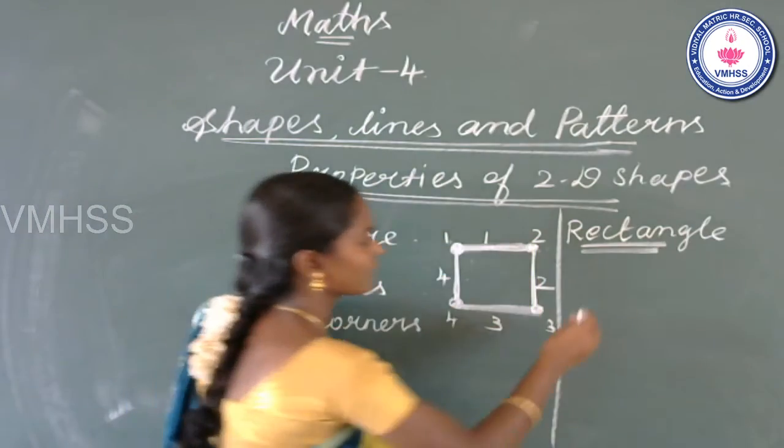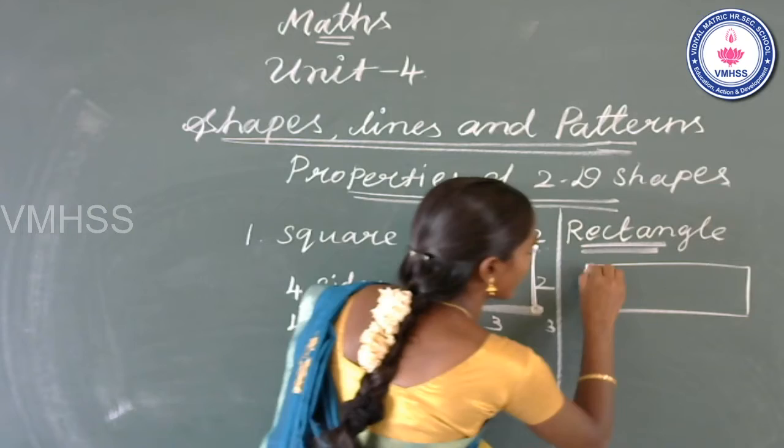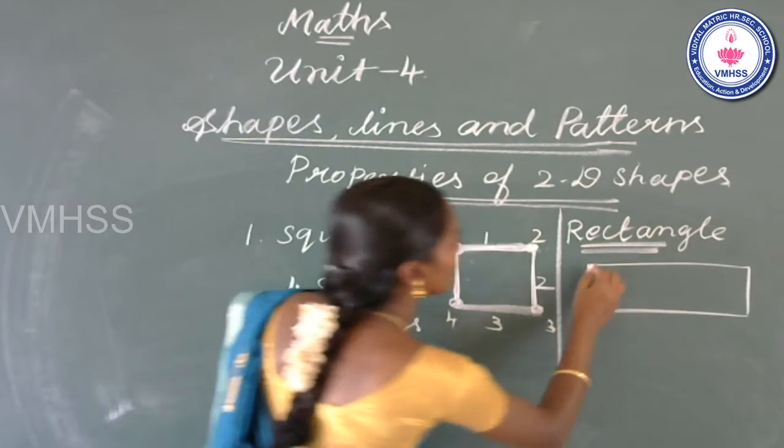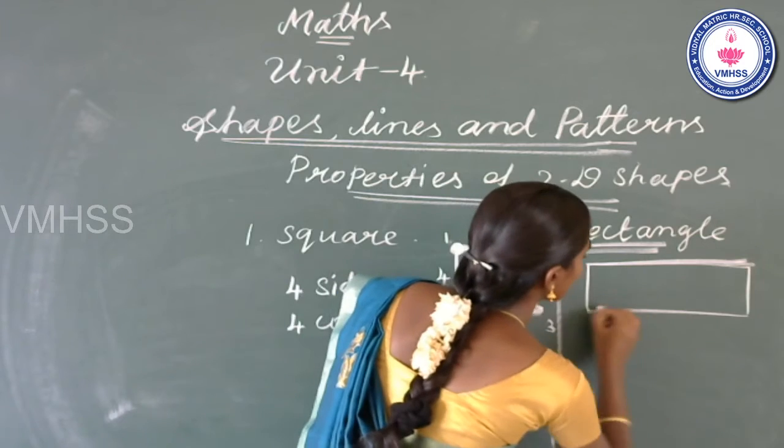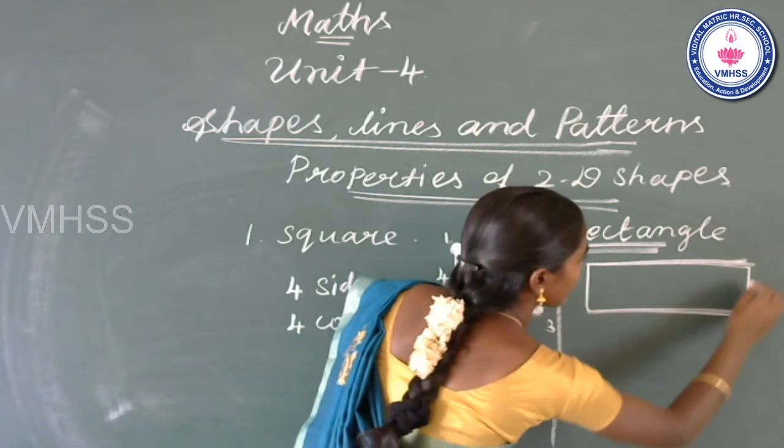First we draw the rectangle shape. Children, this one side, this one side, this one side. Next, this one side.